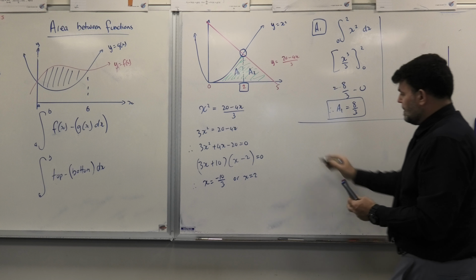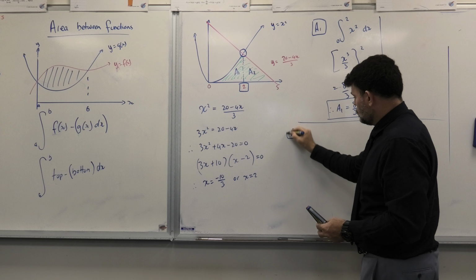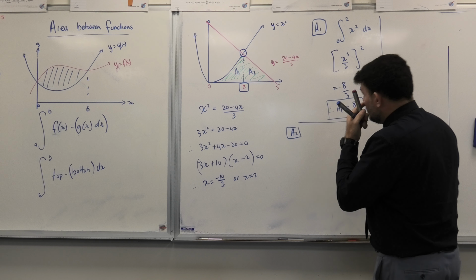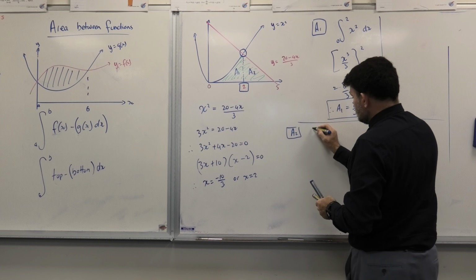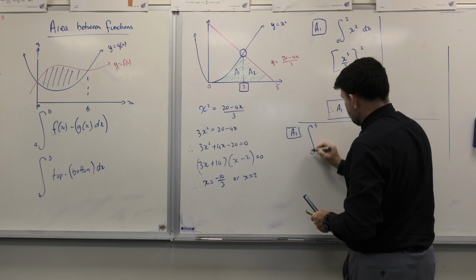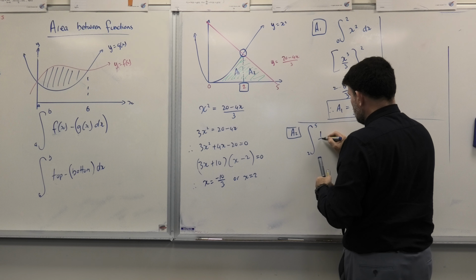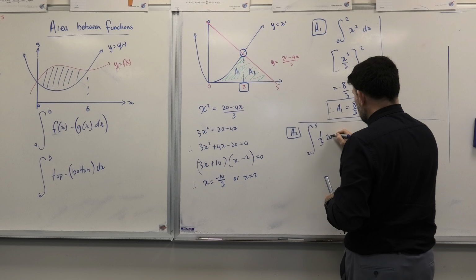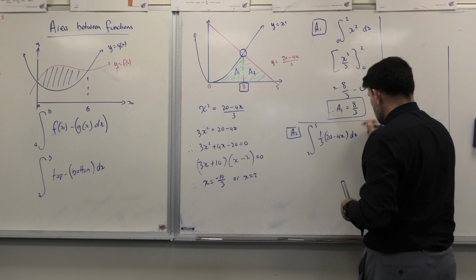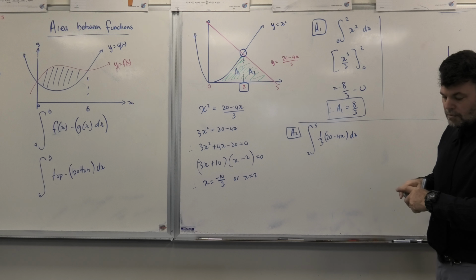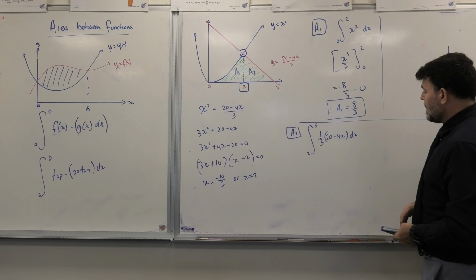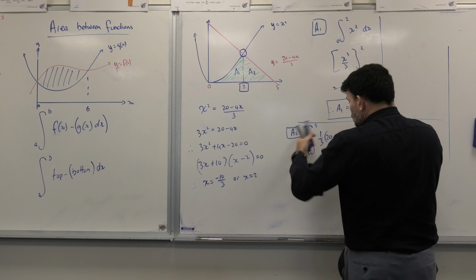So our second area, or area 2, is a little bit more complicated. We're going to rewrite this as the integral from 2 to 5, but I'm going to rewrite it as 1/3 times 20 minus 4x dx. And the reason why I'm doing that is so that I can actually pull that 1/3 out.